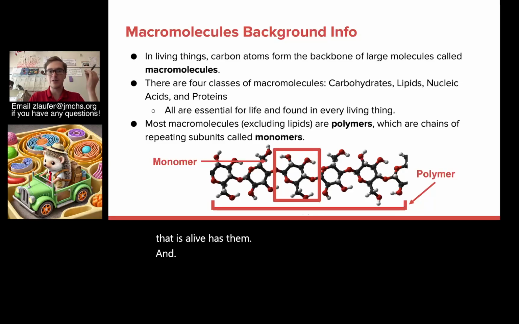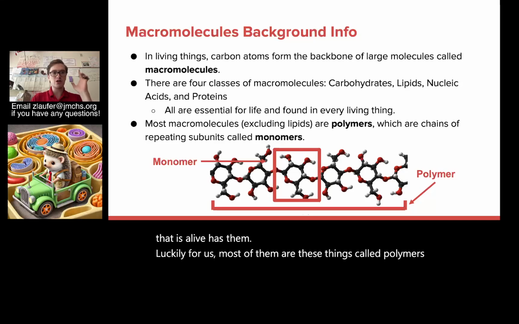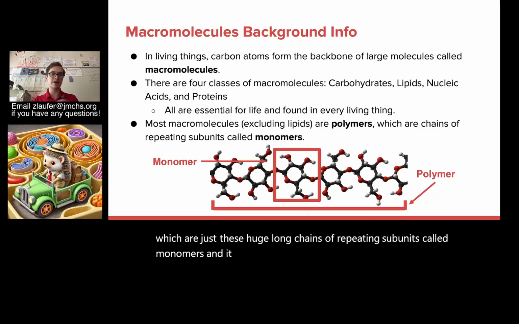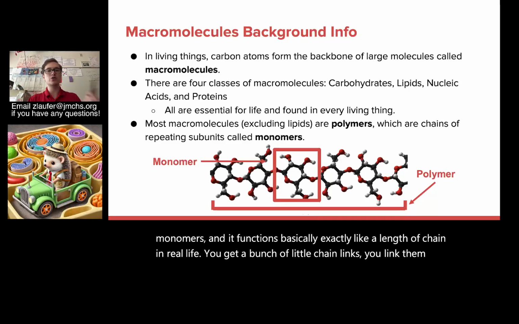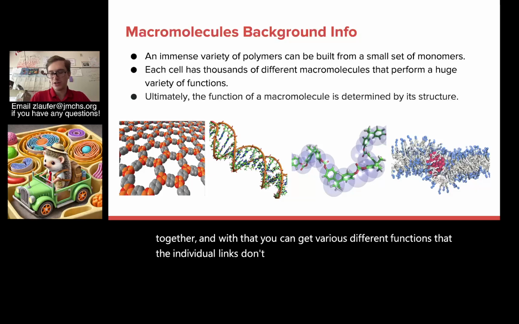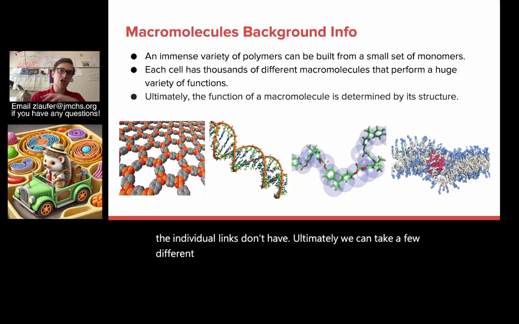Luckily for us, most of them are polymers, which are huge long chains of repeating subunits called monomers, and it functions basically exactly like a length of chain in real life. You get a bunch of little chain links, you link them together, and with that you can get various different functions that the individual links don't have. Ultimately, we can take a few different monomers and make a huge variety of polymers.